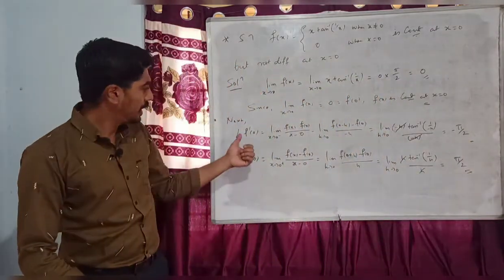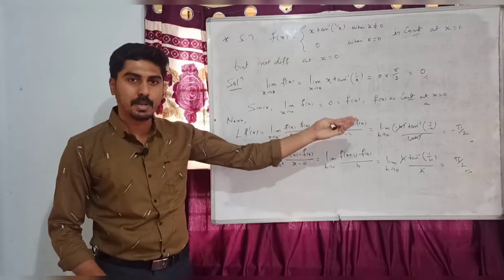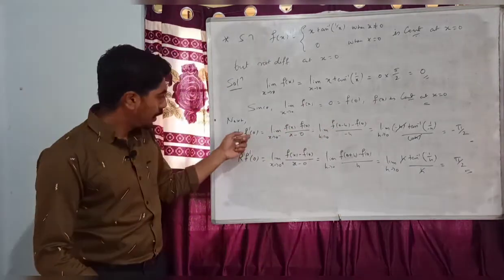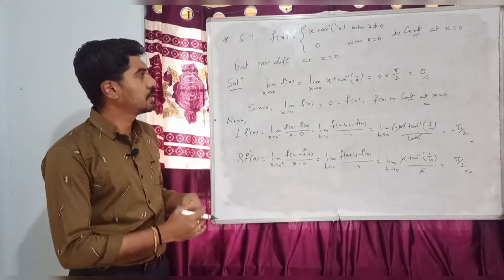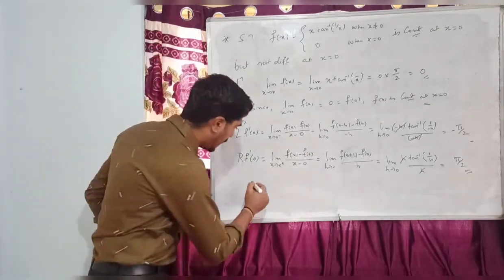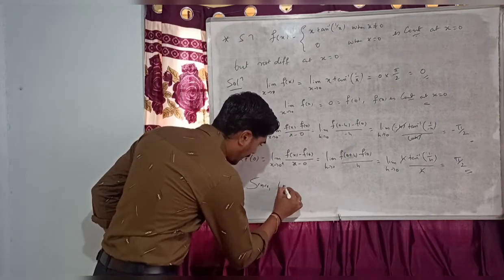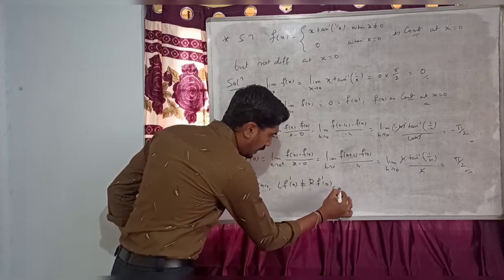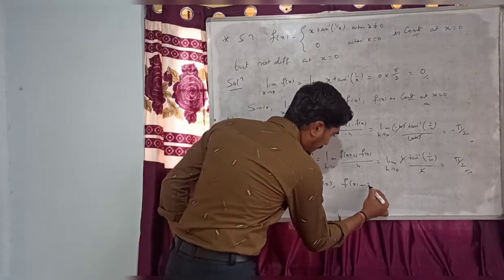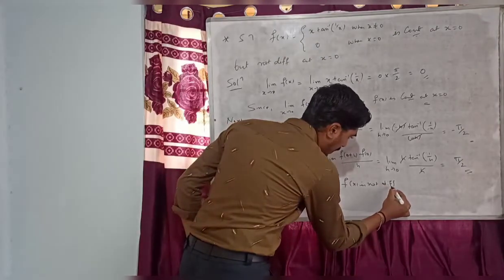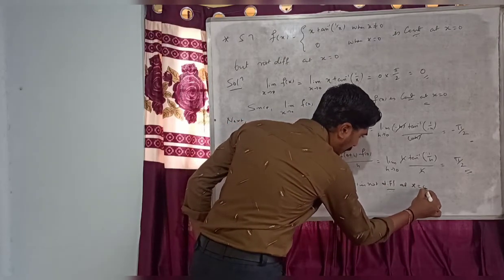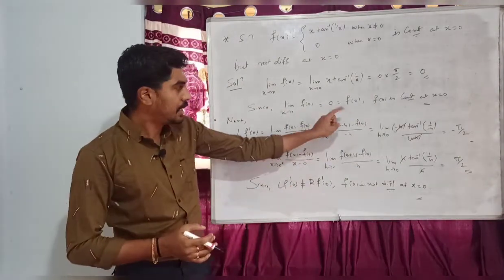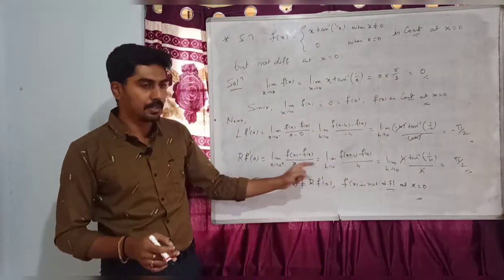Here I am getting that the left hand derivative at x equal to 0 is minus pi by 2, the right hand derivative at x equal to 0 is pi by 2. They are not equal, so f of x is not differentiable at x equal to 0. Since L of f dash of 0 is not equal to R of f dash of 0, f of x is not differentiable at x equal to 0. So the given function is continuous at x equal to 0 but not differentiable at x equal to 0.